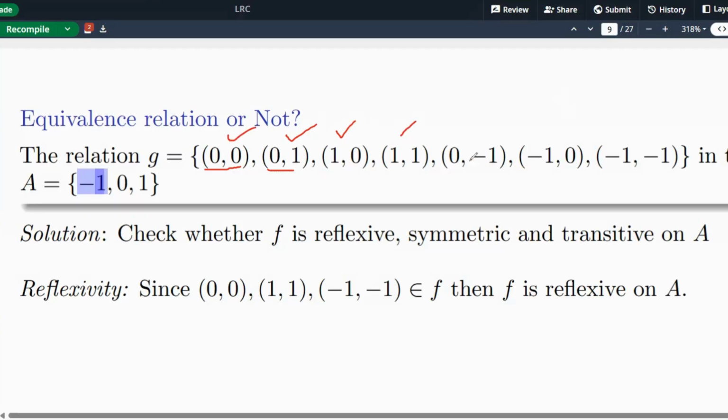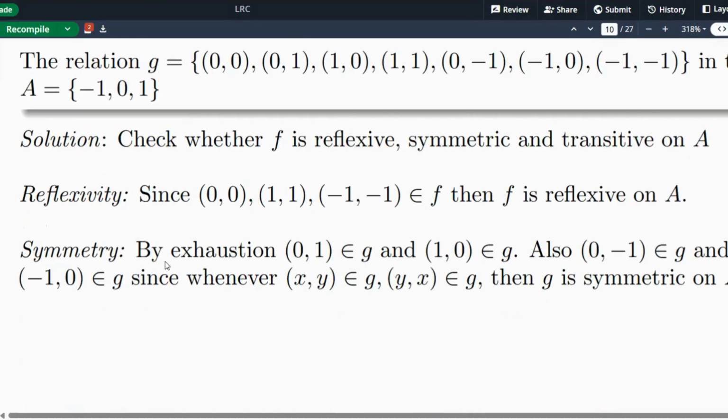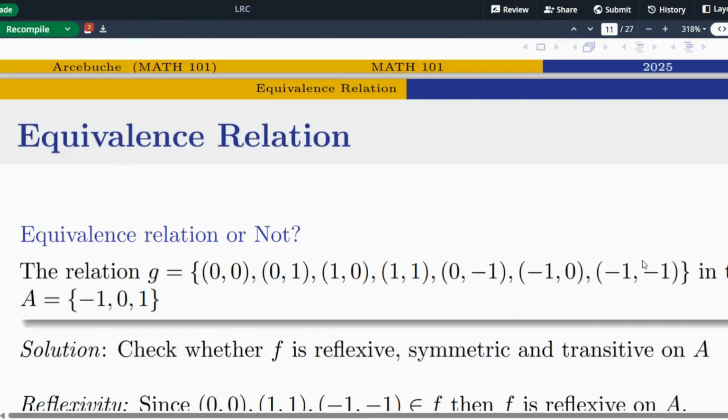Eh, andito din siya sa G. Si 0, negative 1, pag binaliktad ko, magiging negative 1, 0. Eh, andito siya sa G. Si negative 1, 0, pag binaliktad ko, andito siya, 0, negative 1. Si negative 1, negative 1, pag binaliktad ko, negative 1, negative 1 pa din, andito siya sa G. So, ibig sabihin, symmetric si G, kasi lahat ng (X, Y) na nasa G, yung (Y, X) is nasa G. So, G is symmetric on A.